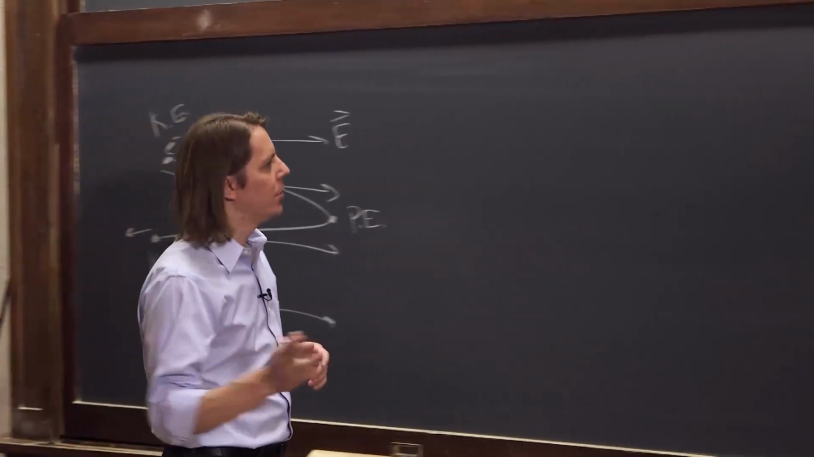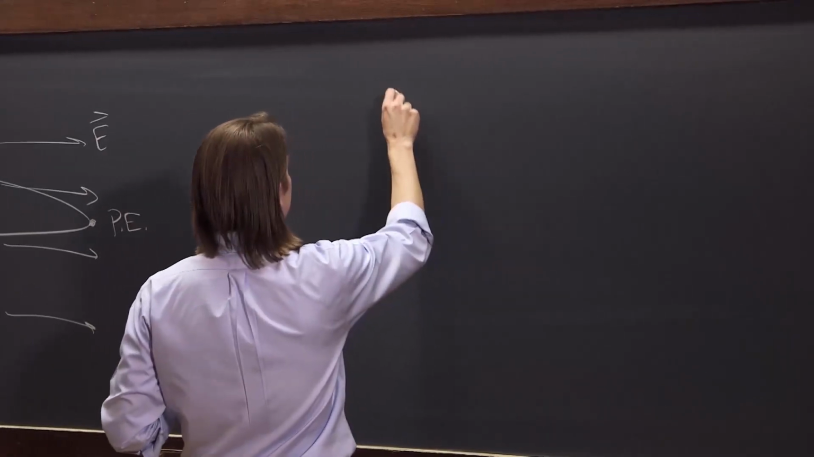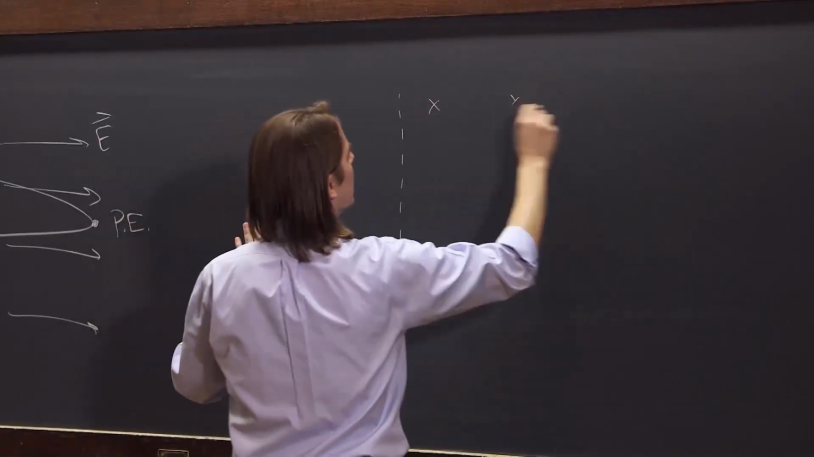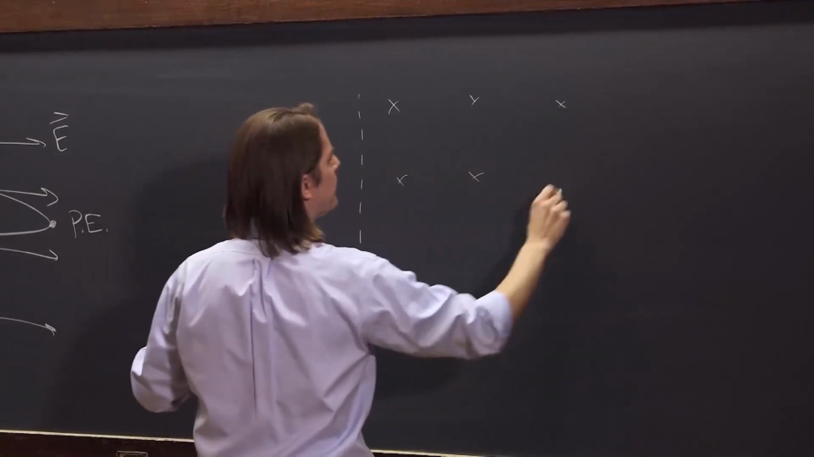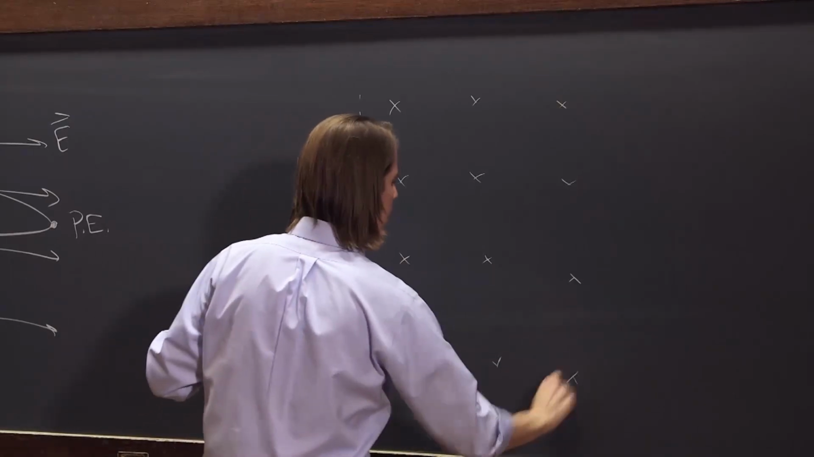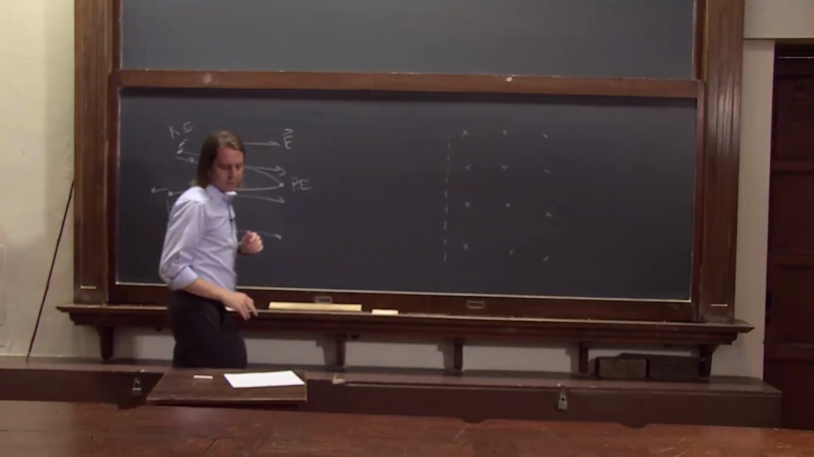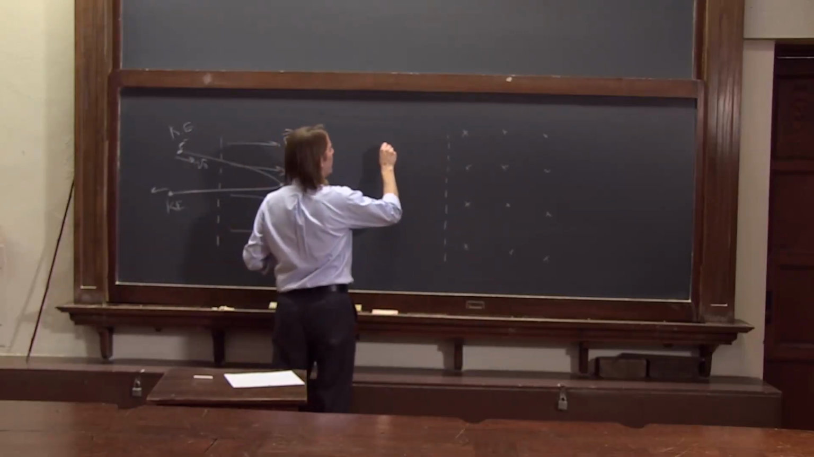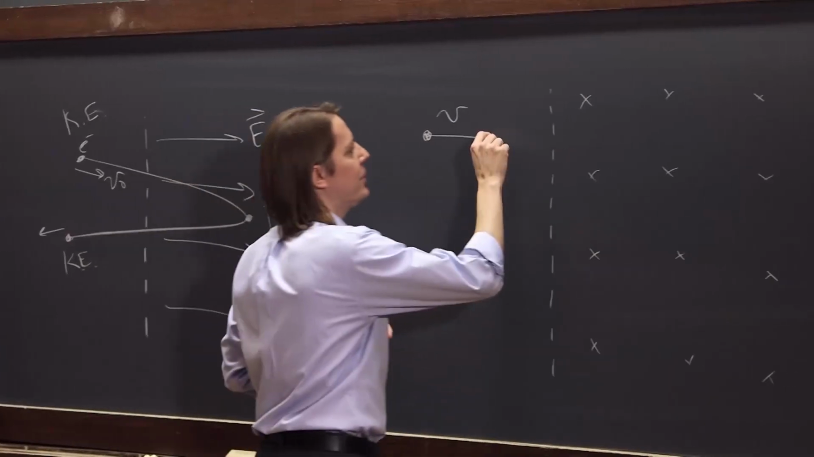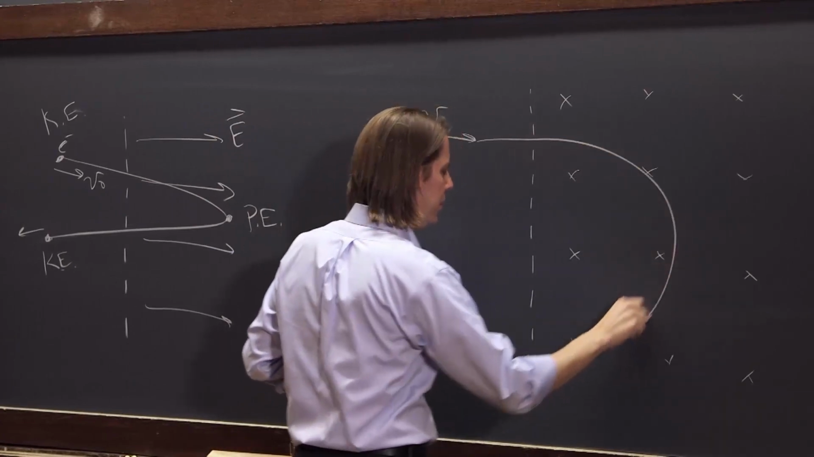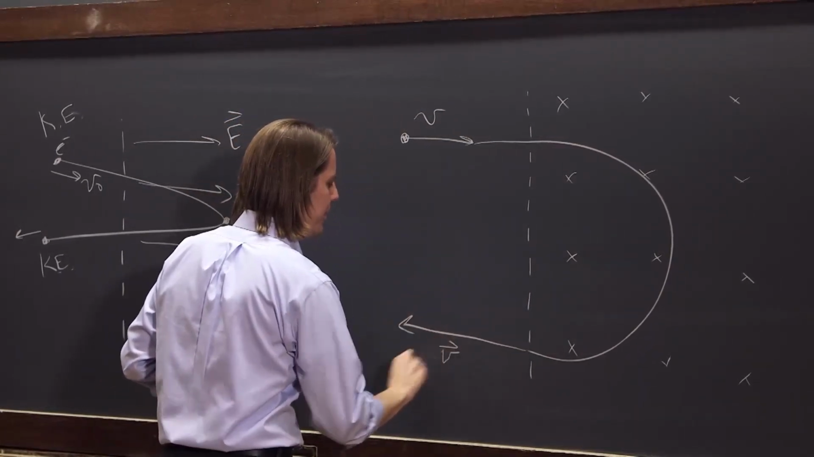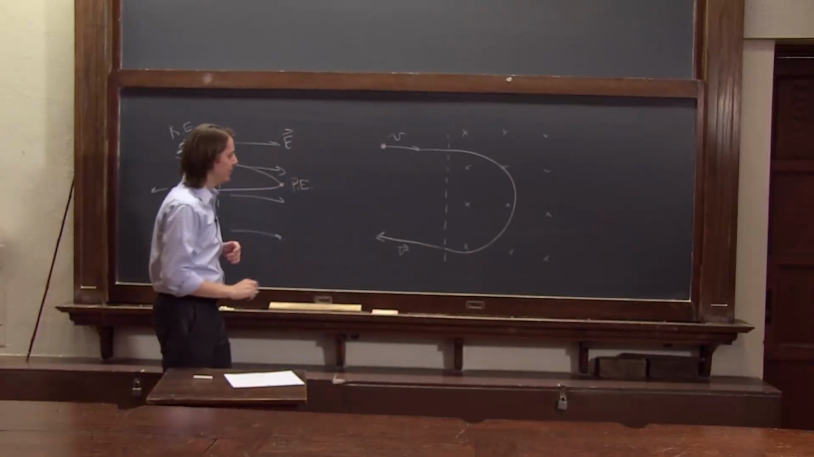Let's look at a similar situation with the B field. So here we have a region where you have a B field pointing into the board, like that. And it looks kind of similar. Let's have a particle with some velocity fly into the B field. And we've already talked about what's going to happen. It'll follow a circular path and come out with the same velocity, actually.